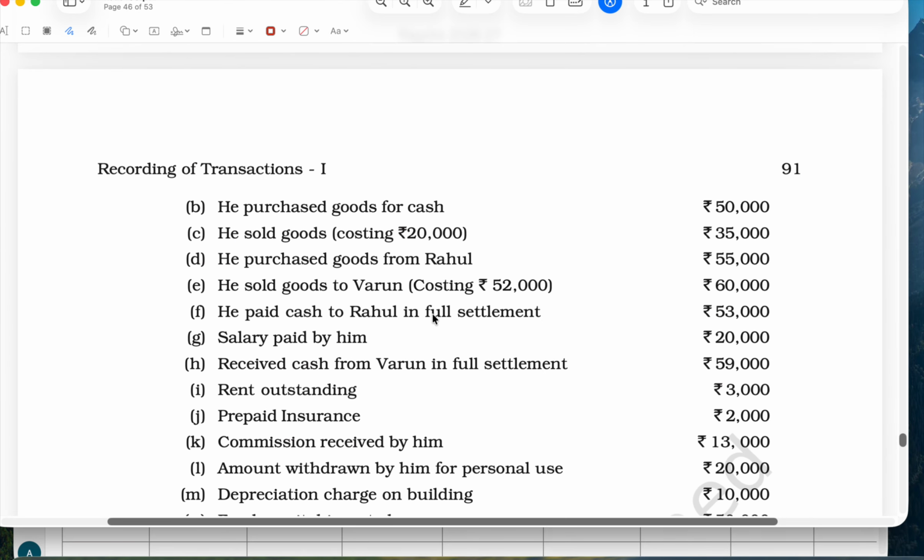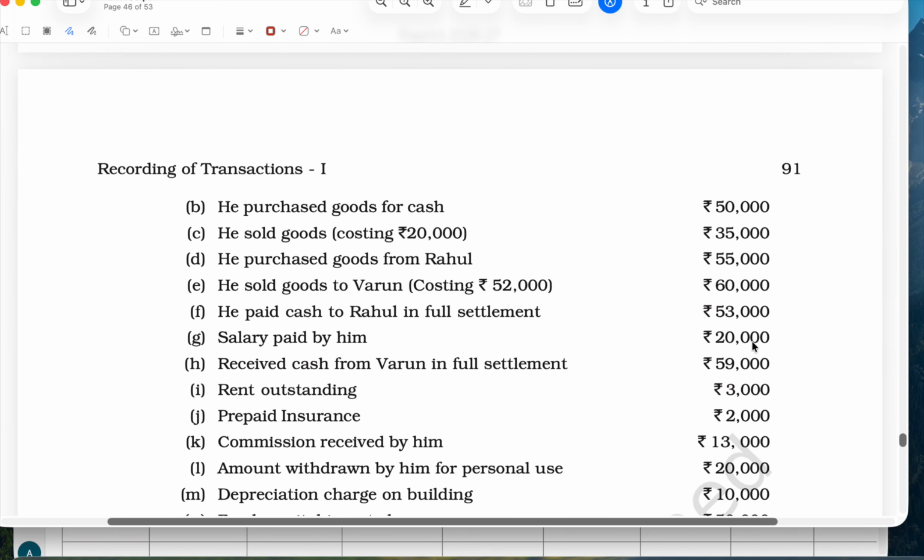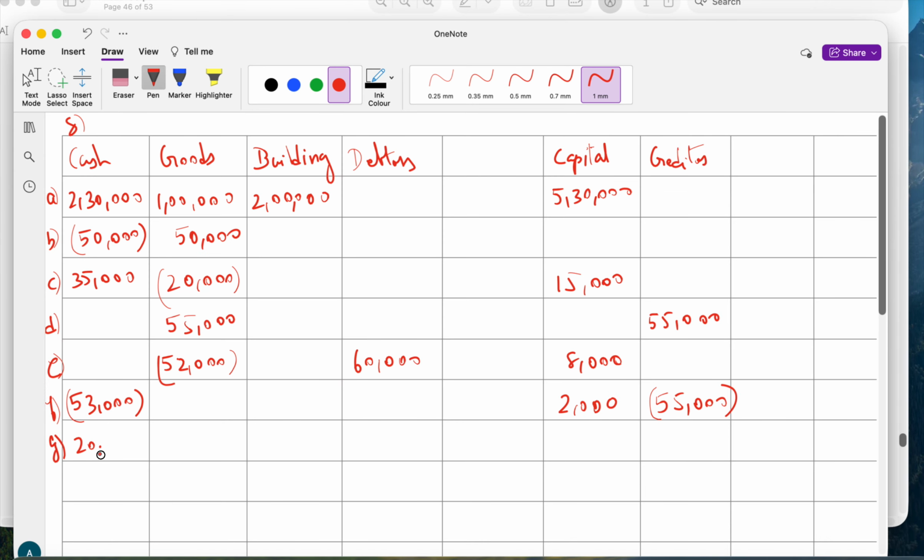Now he paid cash to Rahul in full settlement 53,000. No, he has to pay 55,000, but he has paid 53,000, which means he has received a discount of 2,000. So the 55,000 full settlement is done. Okay, and the 2,000 is a profit, right? So that we are adding to the capital. Then G, salary paid by him 20,000. So salary is an expense which we will deduct from the cash as well as from the capital. Okay.